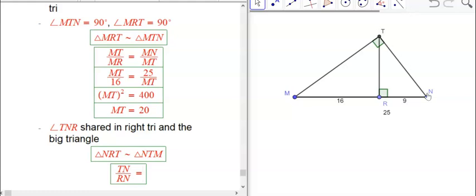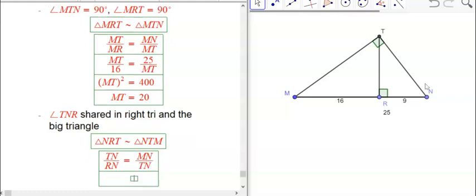Okay, so that's hypotenuse over leg that's adjacent to the shared angle. Then we'll just say the same words, but apply them to the big triangle. Hypotenuse of the big triangle, once again, MN, over leg of the big triangle that's adjacent to shared angle N, and that's TN. Yeah, that's another geometric mean statement.